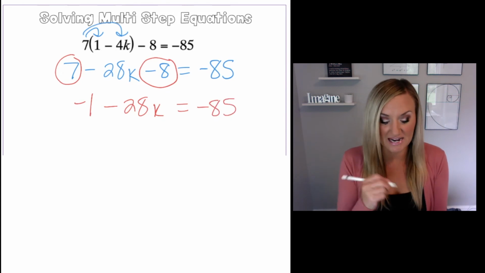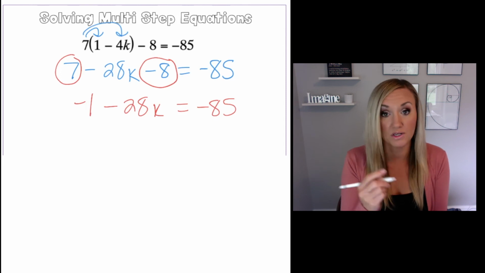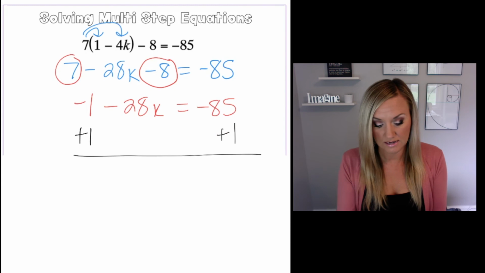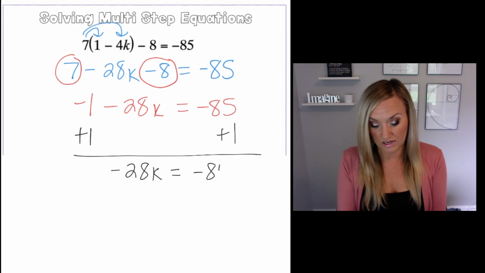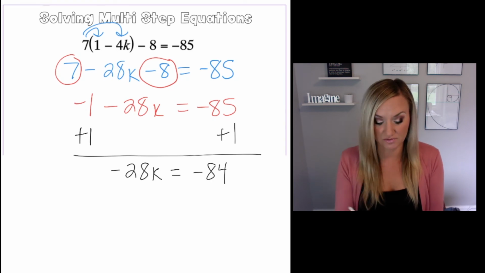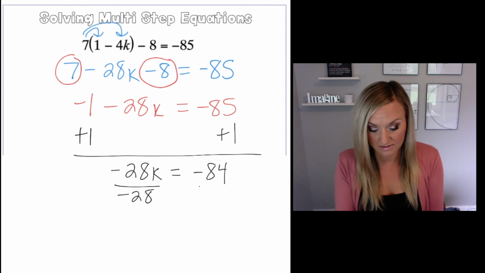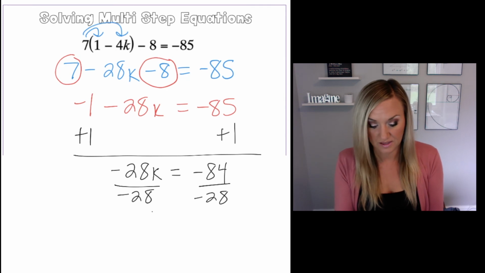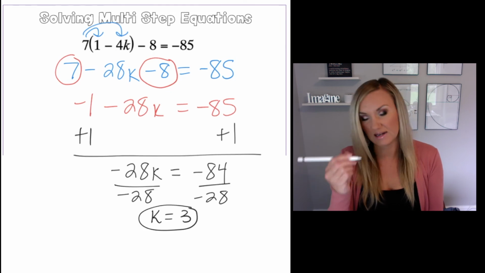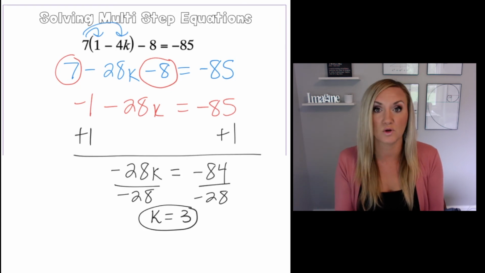Okay, so now we are going to add 1 to each side. So +1 and +1 now gives us -28k equals a -84. All right, last step is to divide by the -28. And k is a +3, right? -84 divided by a -28 is a +3.